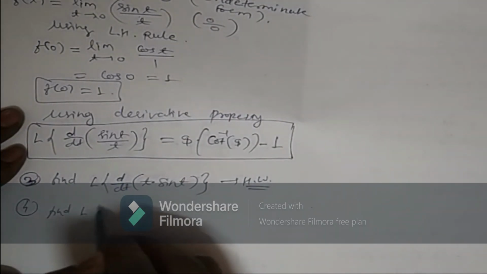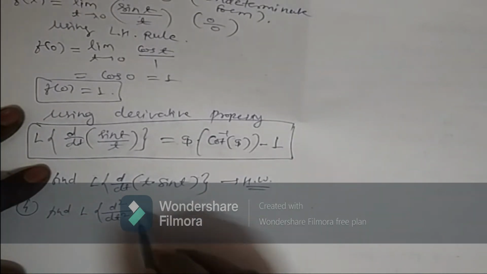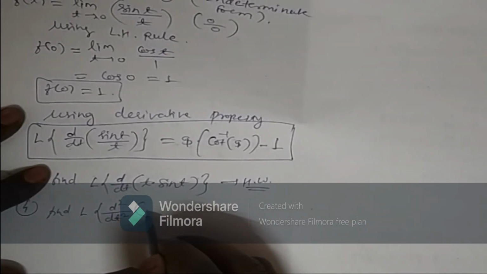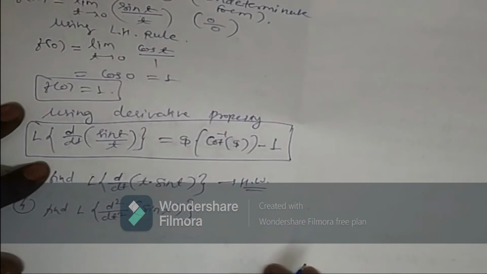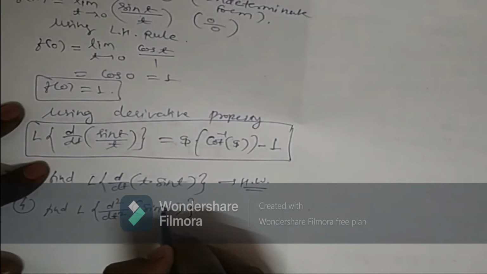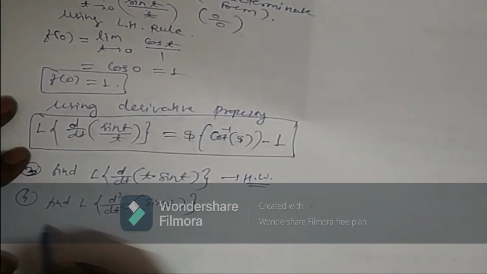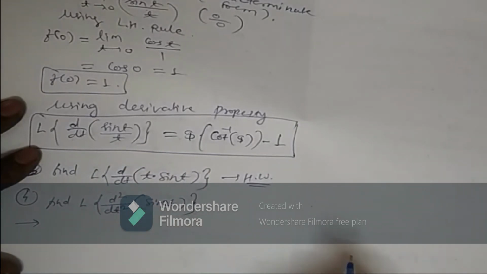Find Laplace transform of d square upon dt square of sin 2t. So let us find this out. If you have been given this question, how to solve it? A similar question we have solved, but here now it is d square by dt square.